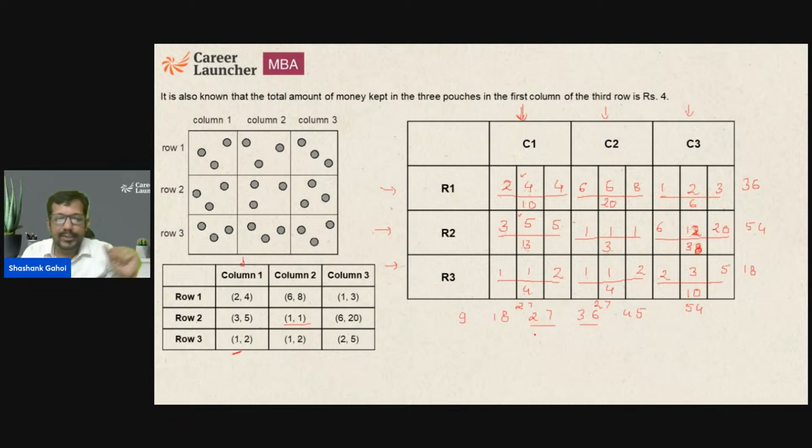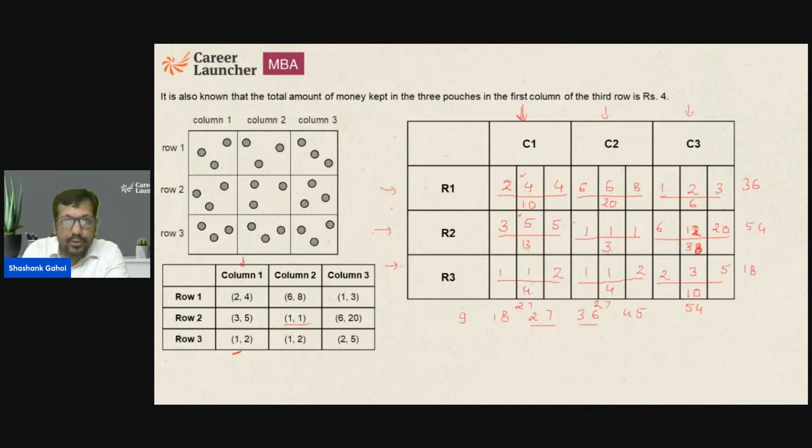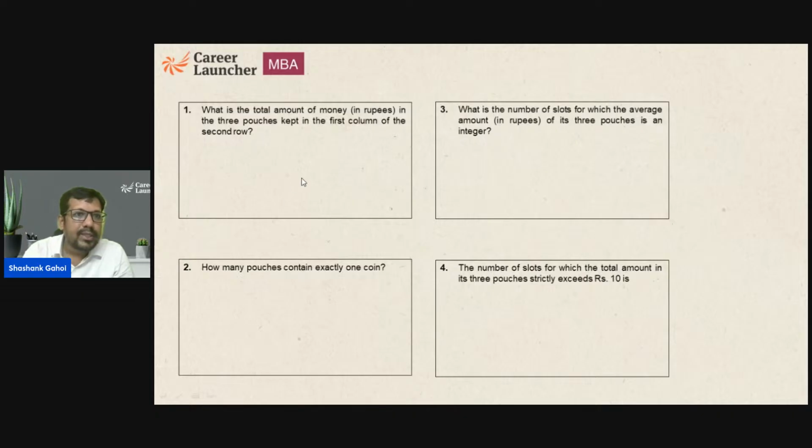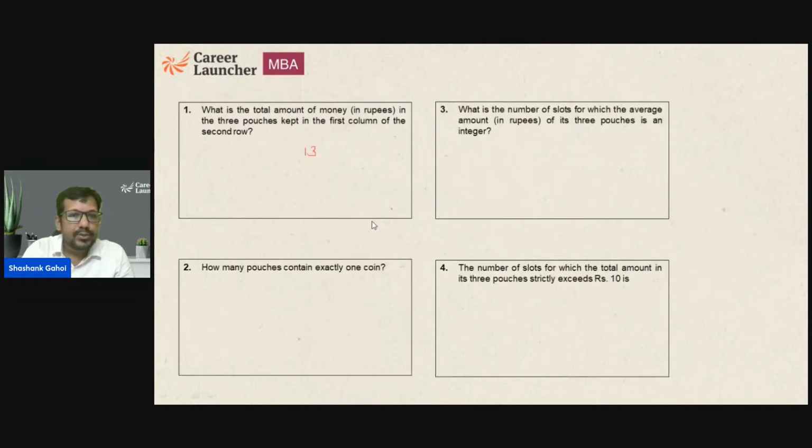और मैं केवल 9 के मल्टीपल पे काम कर रहा हूँ, ठीक। अब पहला क्वेश्चन क्या है? व्हाट इज द टोटल अमाउंट ऑफ मनी kept in 3 pouches, फर्स्ट कॉलम सेकेंड रो। पहला कॉलम और सेकेंड रो में टोटल अपने पास 13 है, पूरा पैसा आ गया, दैट इज 13। हाउ मेनी पाउचेस कंटेन एग्जैक्टली 1 कॉइन, मतलब 1 कितनी बार आ रहा है, ये क्वेश्चन कह रहा है, राइट। तो 1 2 3 4 5 6 7 और 8 बार आ रहा है, सो दैट इज गोइंग टू बी 8.